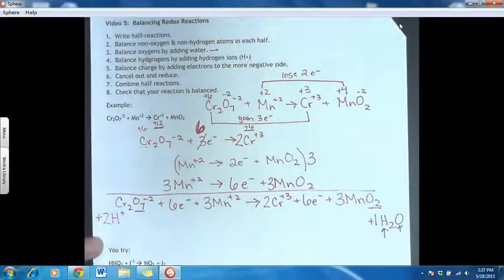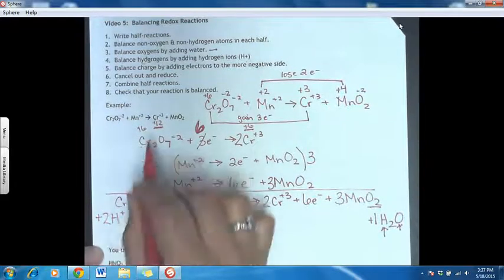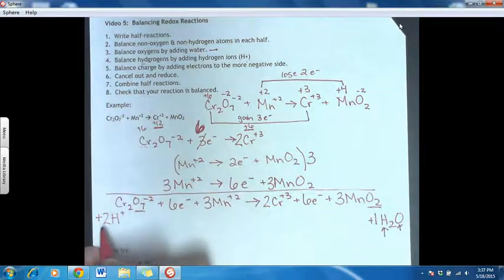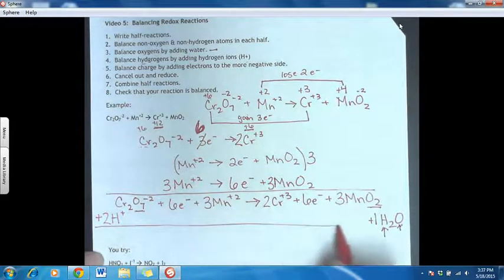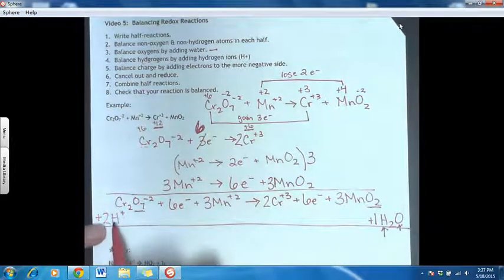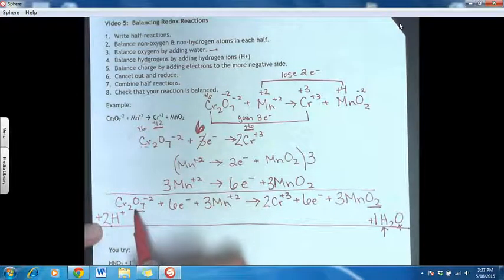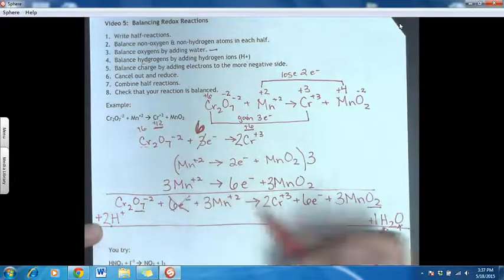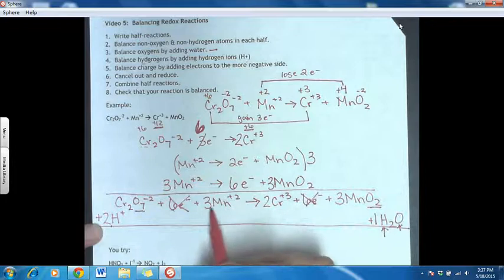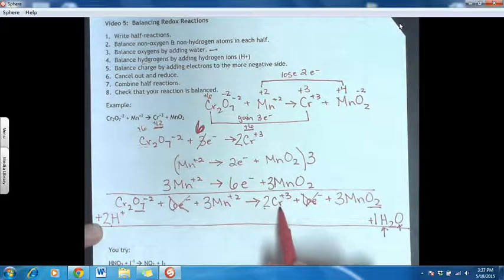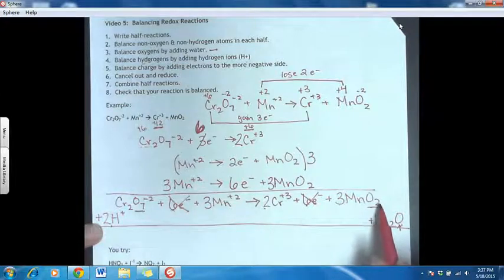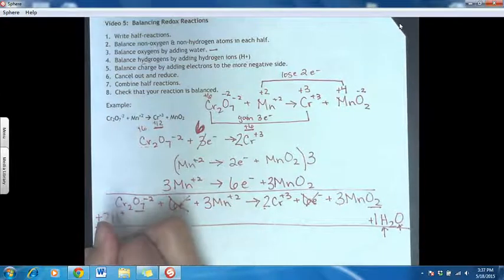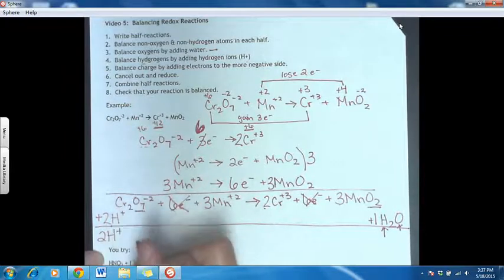Now I will go ahead and combine everything and cancel out anything that's doubled. Things that are the same: hydrogen's only on my left. Cr2O7 is only on the left. 6 electrons are on the left and on the right, so those cancel out. Then I have 3 magnesium plus 2, and that's only on the left. And same thing, my chromium ion, my manganese 4 oxide, and water. So I put it all together.